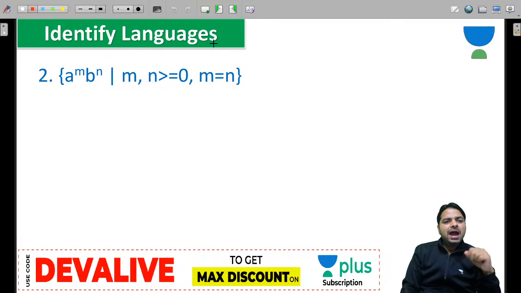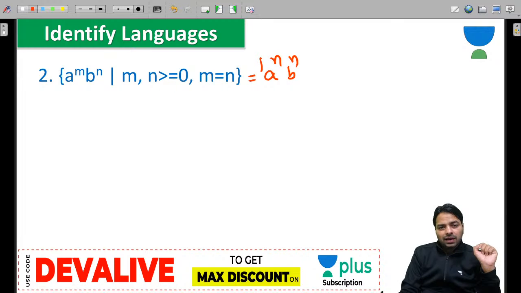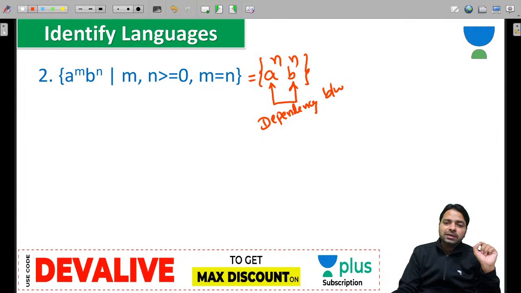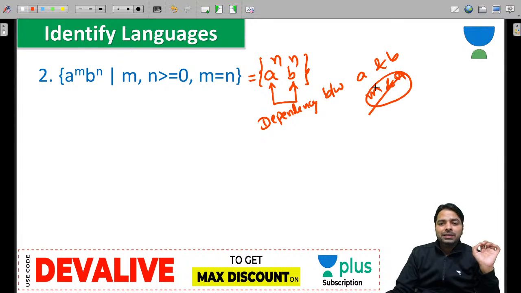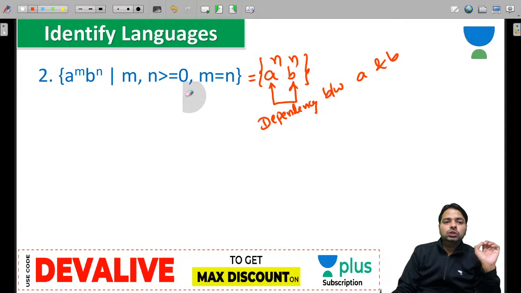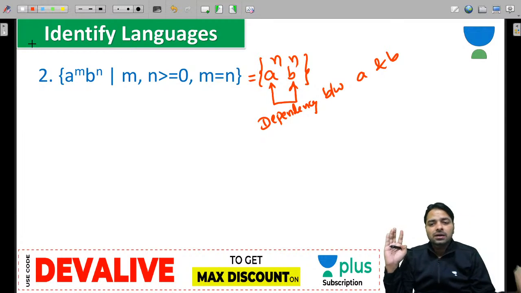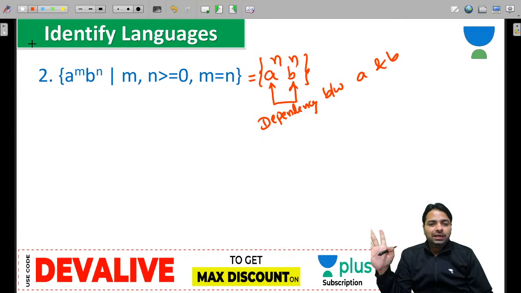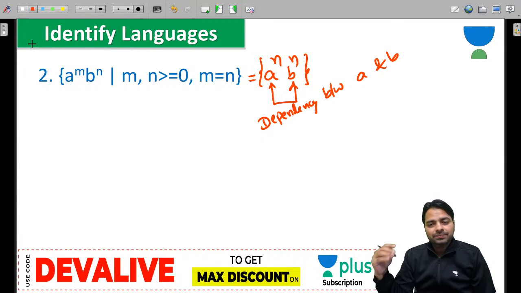Next, we have the language. Look at A and B. This is a power n, b power n. I can write it like this. I have a dependency between A and B. Remember, the dependency exists between A and B here. And I should not say M and N; we never use that word, and don't use it just to understand. Dependency exists between A and B. Never say dependency between M and N, because sometimes we can reduce that.